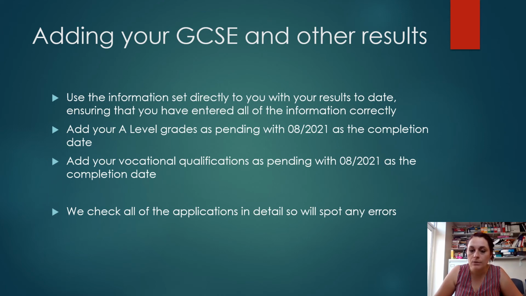Now, you will also need to add your A-level grades as pending. So for example, you will put in English language, A-level, when it says grade, pending, and then with the date 08/2021. And you'll do that for vocational qualifications as well, because of course you don't have these grades yet. You haven't sat your final exams. Now, once you've done that, that allows me to give you your predicted grades.